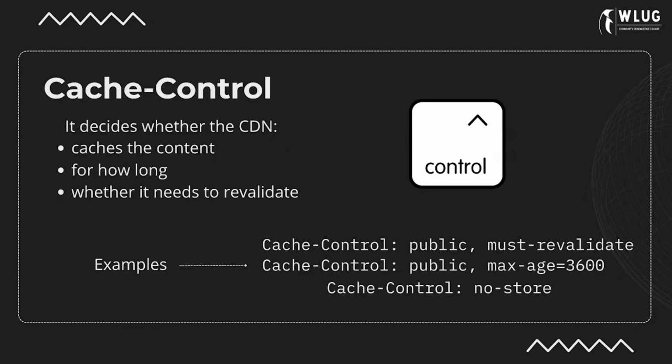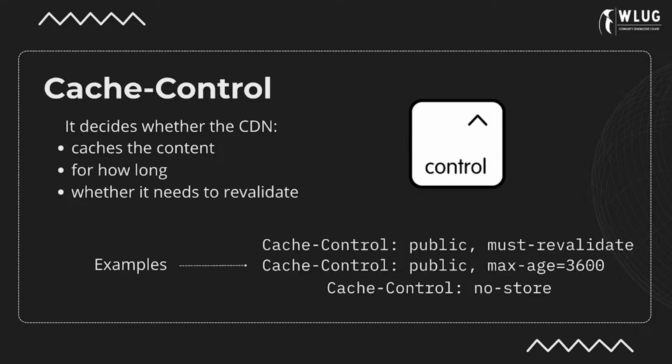Cache-Control: public, must-revalidate. Public denotes that we want to store this in the cache, and revalidate means that whenever this is accessed from the cache, it must be revalidated with the origin. The second one tells us max-age. This max-age is equal to 3600 seconds. This is always in seconds, and it tells us for how long we want to store it. The third one is no-store, which means, as the name denotes, that we do not want to store this response in the cache.